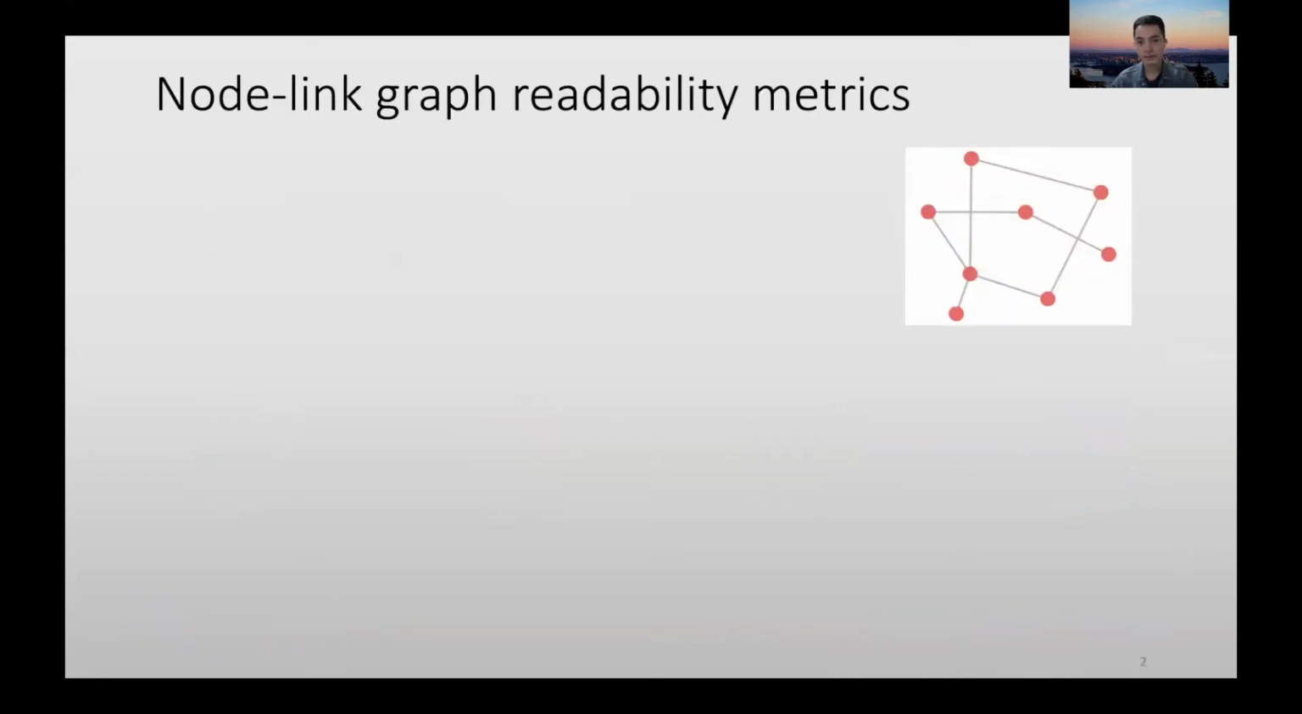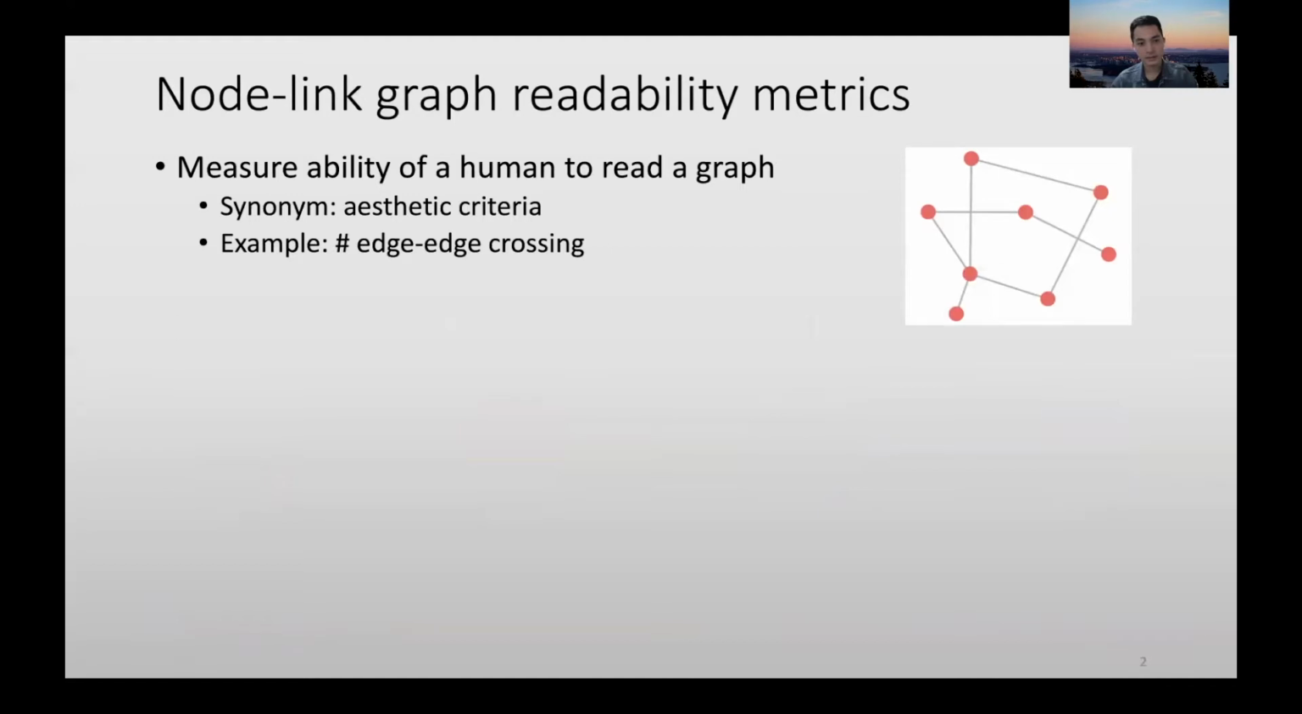Node-link graph is a really popular visualization to represent the network structure. And one of the important quality measures for a node-link graph is readability. Readability measures the ability of a human to read a graph, such as how well you can trace a path. It is historically called aesthetic criteria in previous work. The most famous example is the number of edge crossings, such as in this layout, there are two edge crossings.